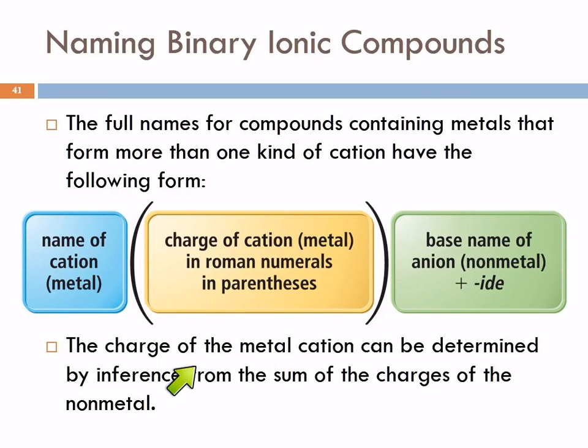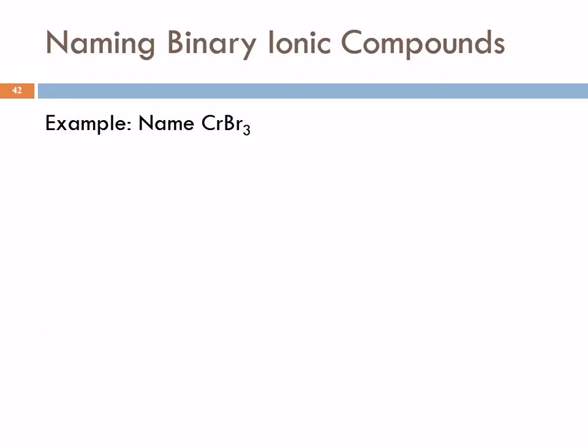Well, how do you find the charge of that cation? You have to look at the charges of the nonmetal, the anion, and you have to look at the relative numbers of atoms. Basically, you have to figure it out. Let's do an example. We're asked to name CrBr3.